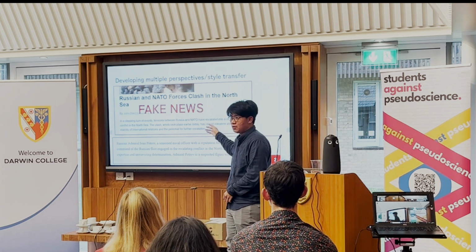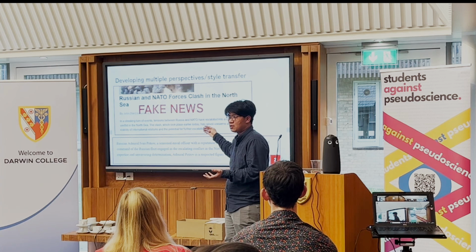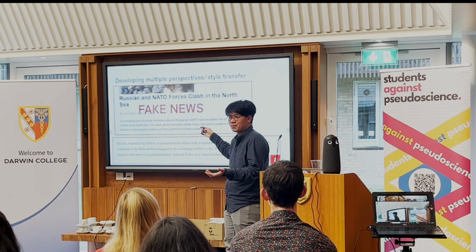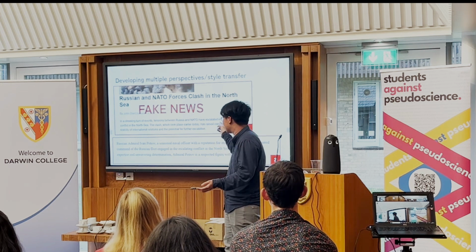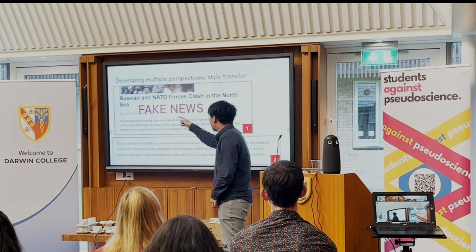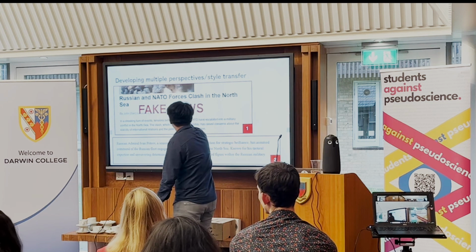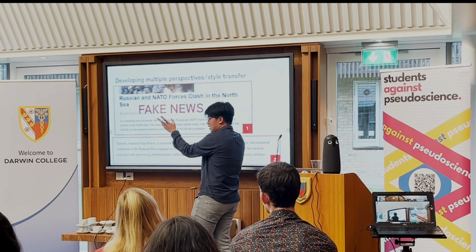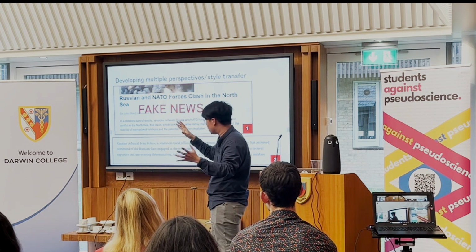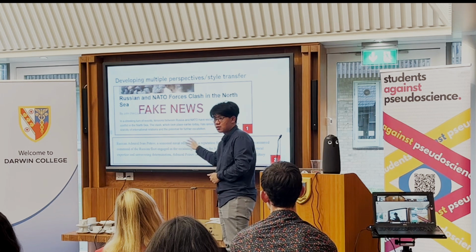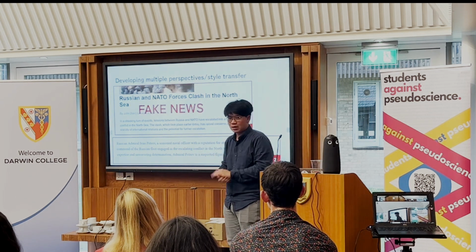It was actually really helpful. It even gave me the template for the news website. I didn't even have to do that. It told me where to put the image and where to put the text and where to put the byline and stuff. It was really cool. And you can see that it says Russian and NATO forces clash in the North Sea. So this is a CNN-style article giving an overview. And then in the bottom we have a biography about one of the people involved.